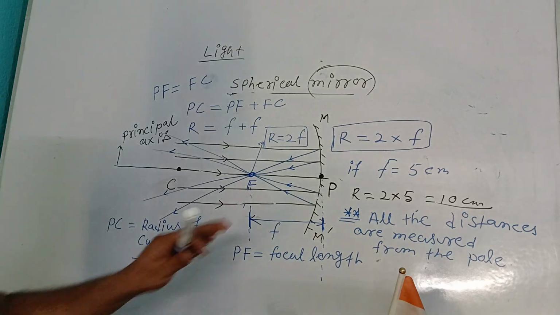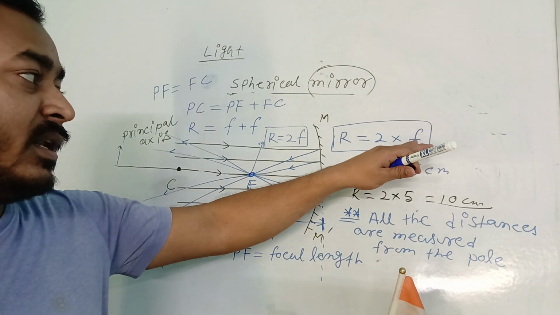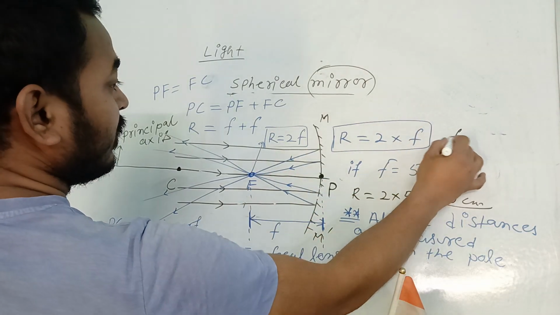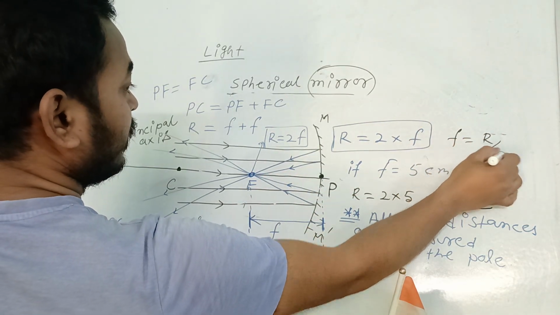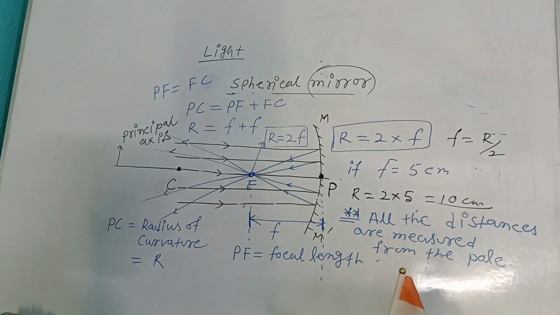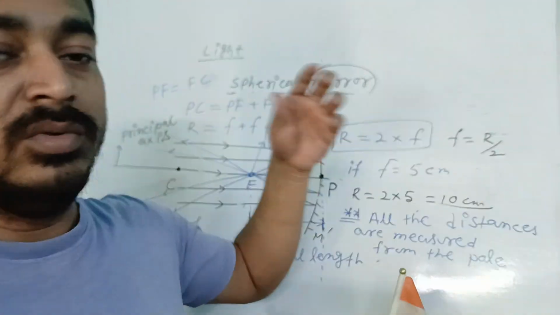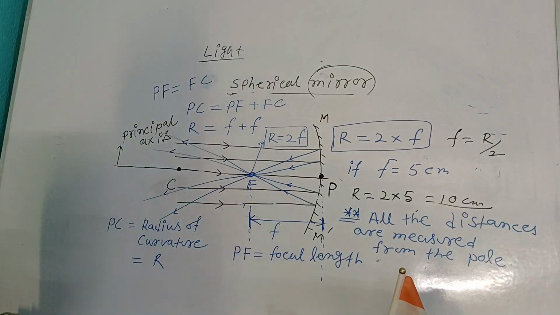Is it clear? If R is given, how to find f? From here we can write f is equal to R by 2. If the radius of curvature is given as 15 centimeter, then what is the focal length? So 15 by 2, 7.5 centimeter. Okay, clear?